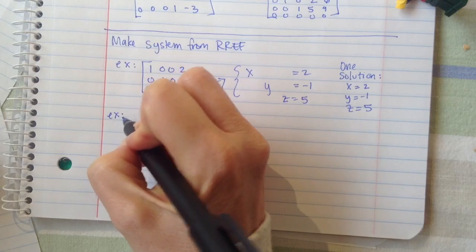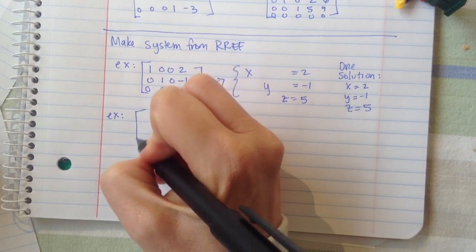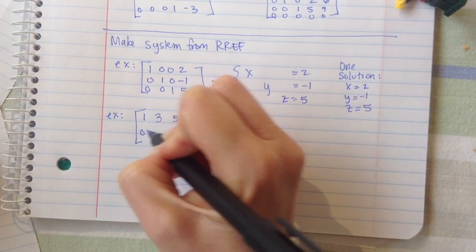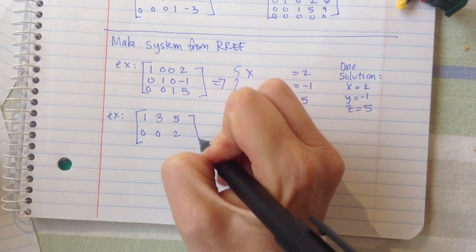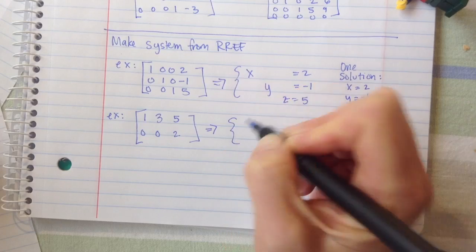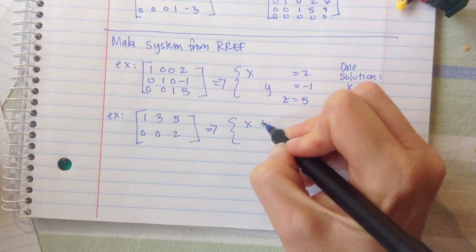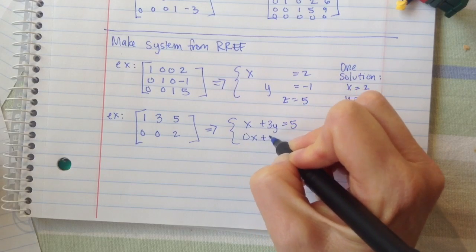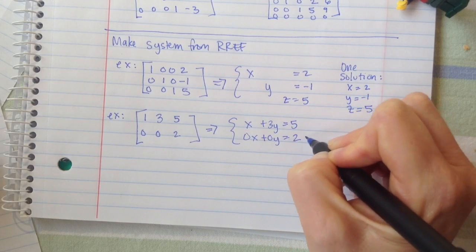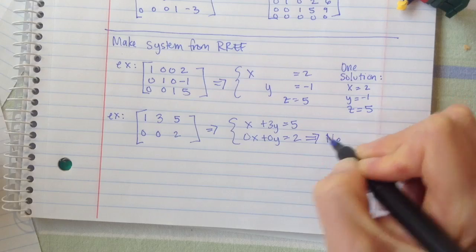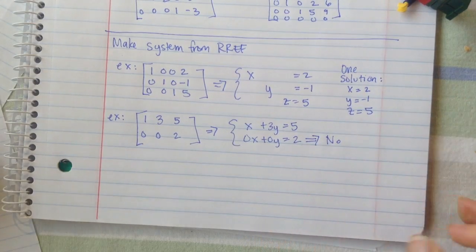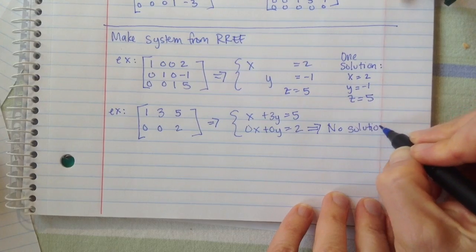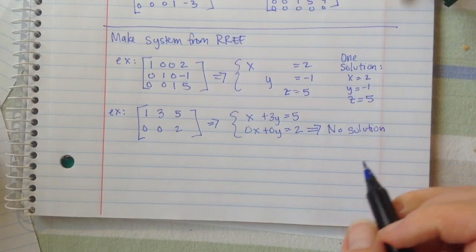Now you might have your system have no solutions. So here's an example of a matrix in row reduced form that's going to give you no solution. Because if we turn that back into a system, we get x plus 3y equals 5, and 0x plus 0y equals 2. This equation has no solutions. There's never an x and y that makes that true. So we know that this system has no solution, which means our original system has no solution.